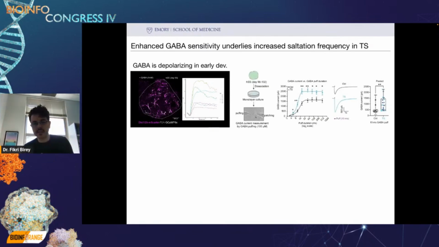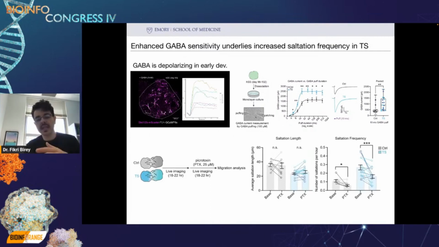But to really pinpoint the fact that, yes, adding GABA in these interneurons does create an inward current, but not only that, the TS interneurons are more sensitive to such a GABA treatment, we did this thing called GABA puffing coupled with GABA current measurements. And to cut a long story short, in Timothy syndrome interneurons, we really indeed saw this enriched inward GABA current as a response to GABA puffing.